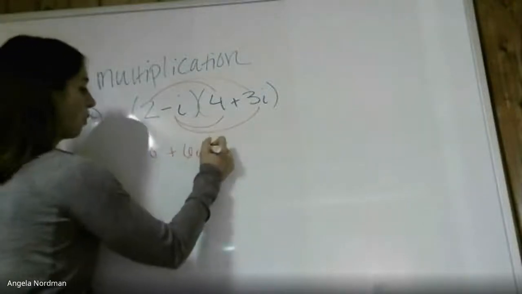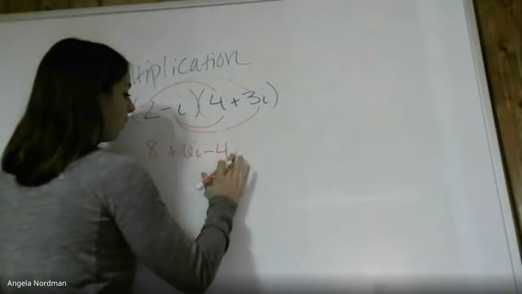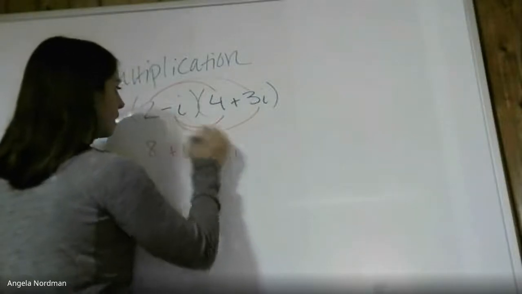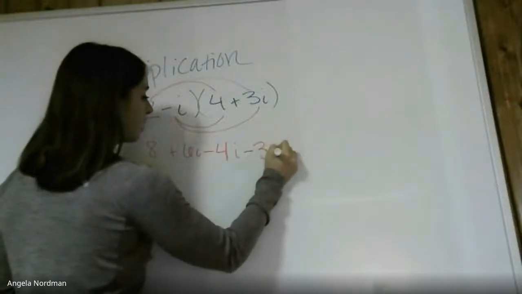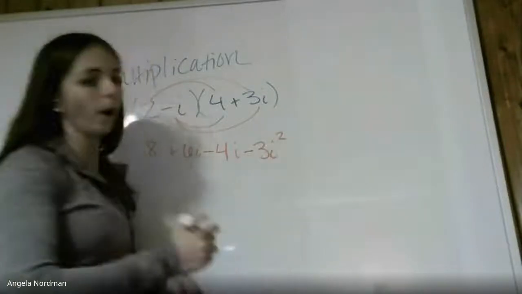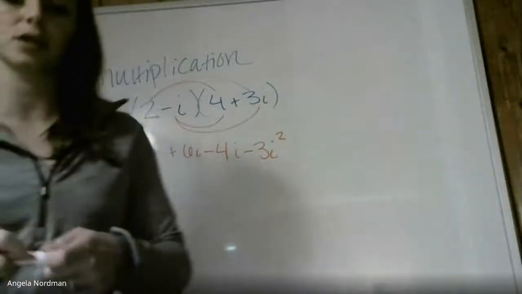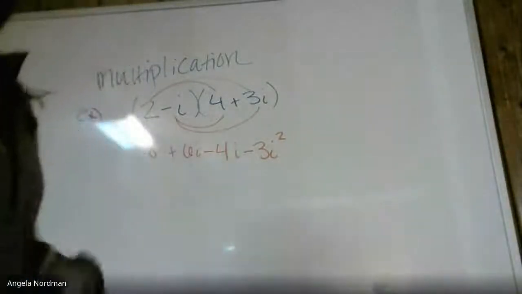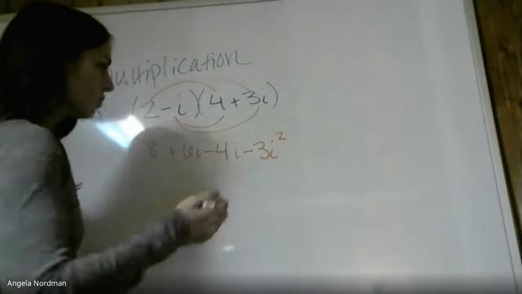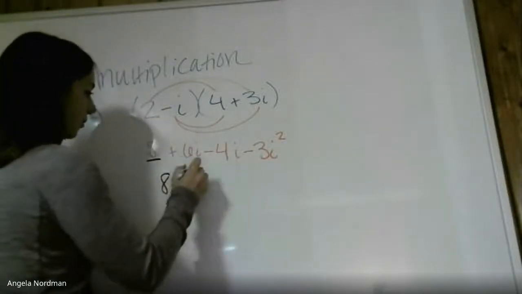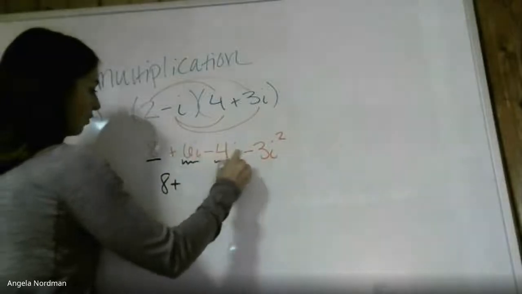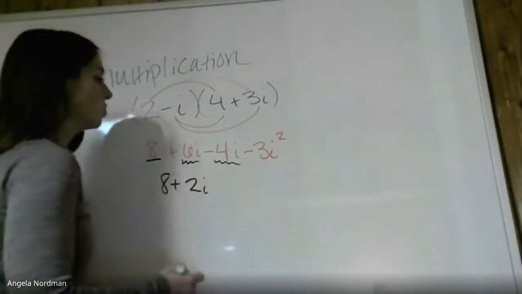Negative i times 4, negative 4i. Negative i times 3i, negative 3i squared, right? Two x's multiplied together give us a squared. So same with i's. So I'm going to start combining my like terms. I have nothing else for 8, so that just comes down. 6i and negative 4i leaves me with positive 2i.